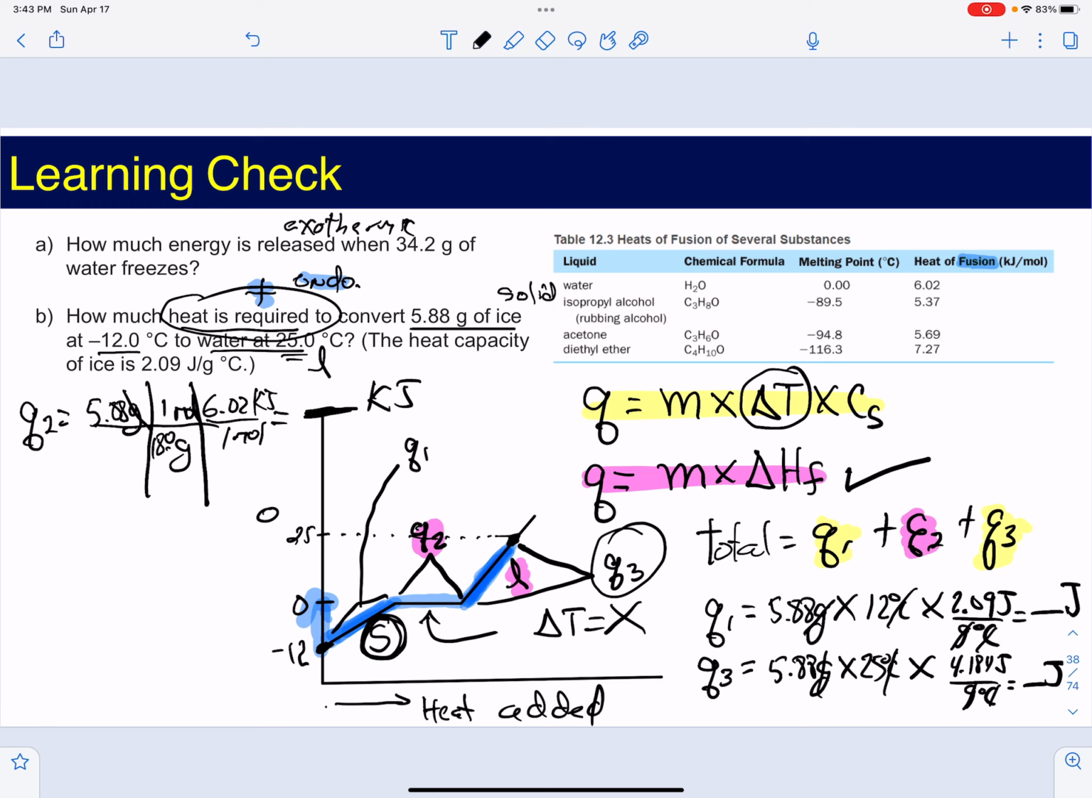So when you do all those calculations, that's the total energy required to take ice from minus 12 degrees and convert it all the way to water at 25 degrees Celsius.